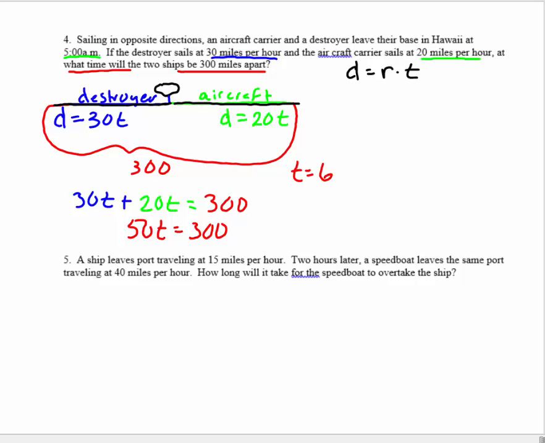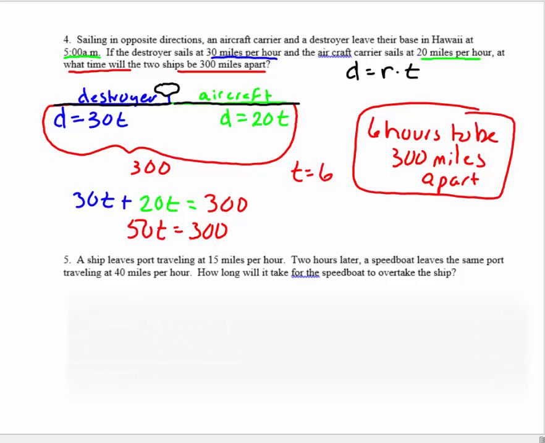What does that mean? It will take them 6 hours to be 300 miles apart. On number 4, it said at what time. So since it takes 6 hours to be 300 miles apart, the time is actually at 11 a.m. I'll accept either answer, but it did say at what time, so we need to make sure that we say 11 o'clock.